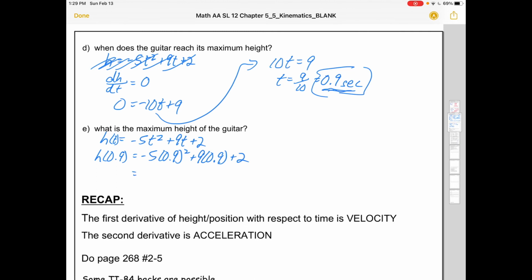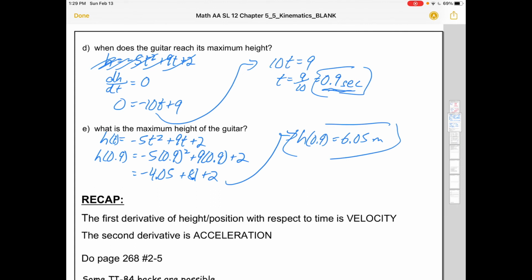We can work this through. That's going to be 0.9 squared is 0.81, times 5 is negative 4.05, plus 0.1, plus 2, would give us a height at 0.9 of 6.05 meters, or about 18 feet. That's pretty high. That's probably why it didn't survive.